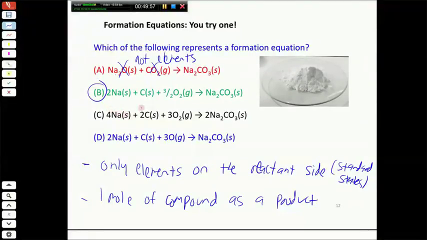Choice C has all elements and it has a compound on the product side, but we see that the coefficient for the compound is 2. We don't balance formation equations with smallest whole number coefficients. We balance them with a coefficient of 1 on the product side. So the correct formation equation is going to have a 3 halves O2, and that's okay. This one is going to be incorrect because we're forming 2 moles of compound, so it's not the correct standard form for that equation. All right?